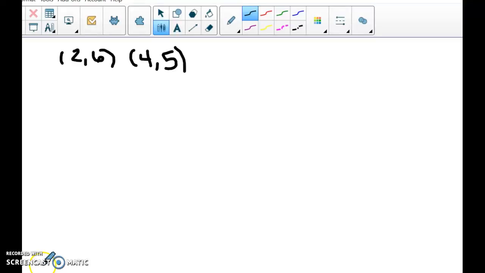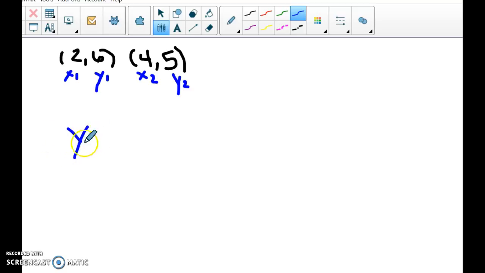I just thought it might be helpful if I went through a couple of examples of how to find slope. So if you have 2 points, this can be x1 and y1, and this can be x2 and y2. So I'm going to use this formula.